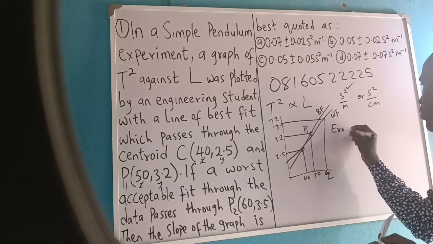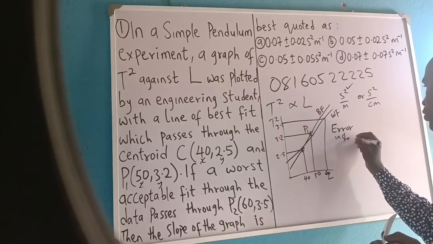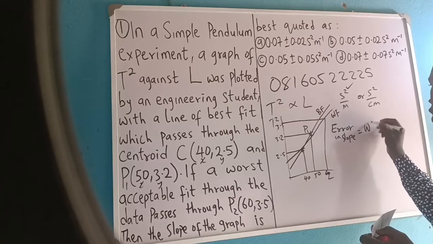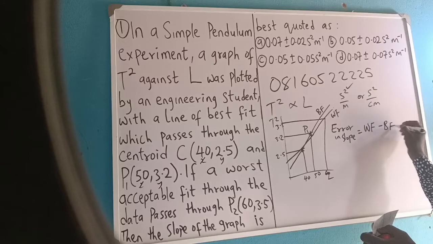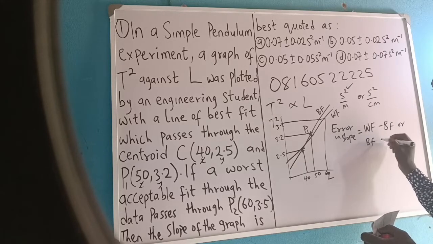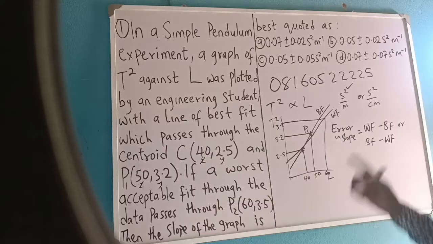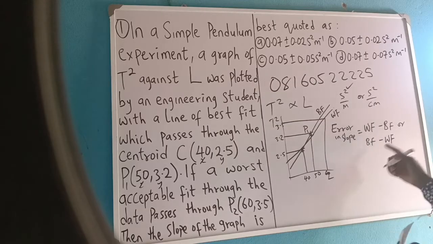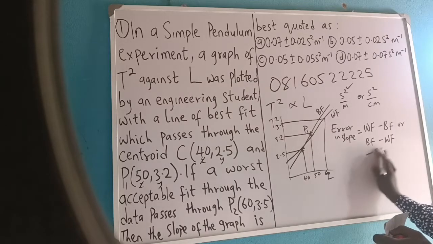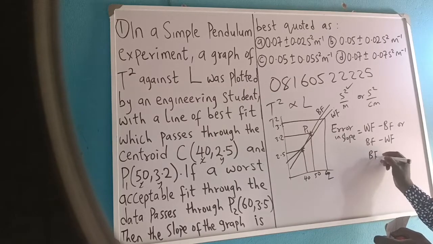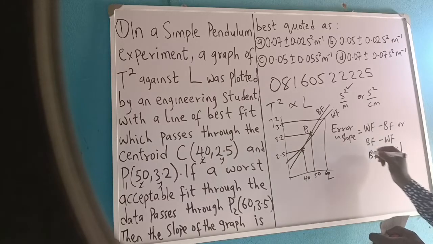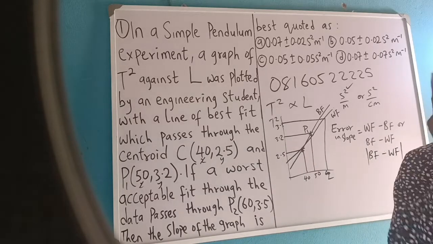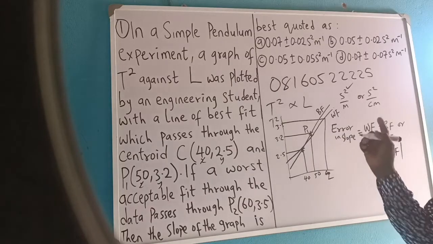Now, we used to say that when you get this worst fit and the best fit, your error in slope will be equal to worst fit minus best fit, or best fit minus worst fit, depending on which one is bigger. If worst fit is bigger than best fit, you use this. If best fit is bigger than worst fit, you use this. That is why in some textbooks you see it as best fit minus worst fit in modulus, meaning you must get a positive answer. That is about error in slope.